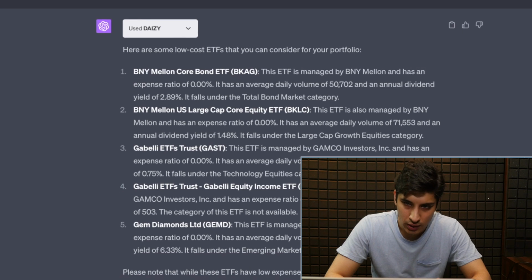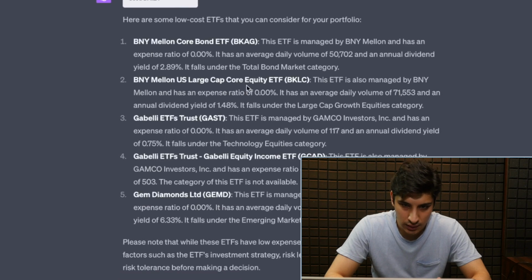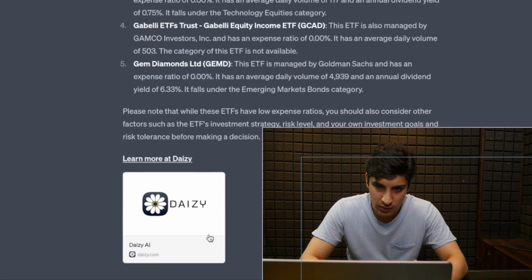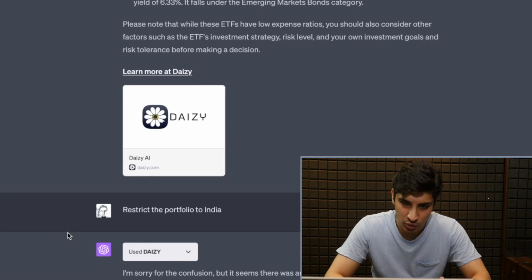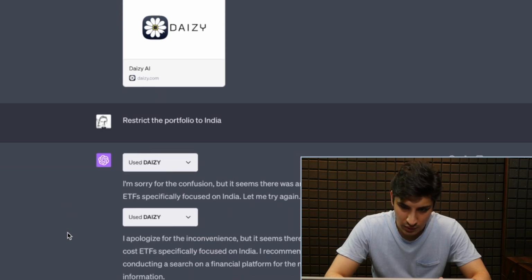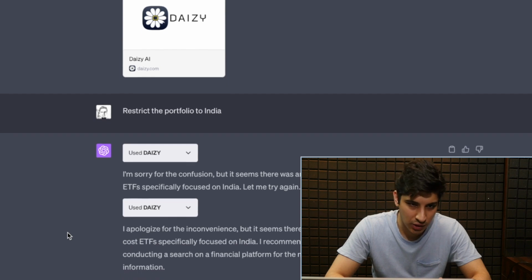Okay, so I ask, construct a low cost ETF portfolio for me, and this uses Daisy. So it gives you BNY Mellon Core bond ETFs. So let's say, let's restrict the portfolio to India. Seems like Daisy can't do this. Okay, let's change the plugin.